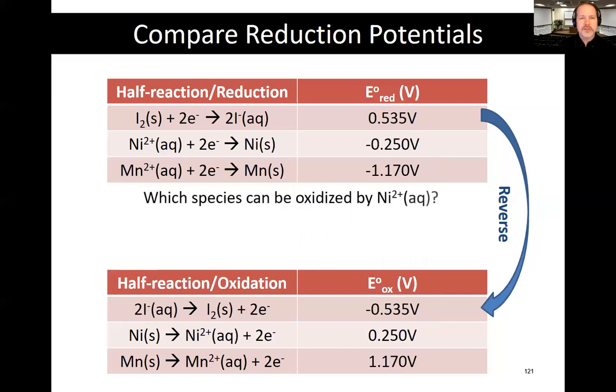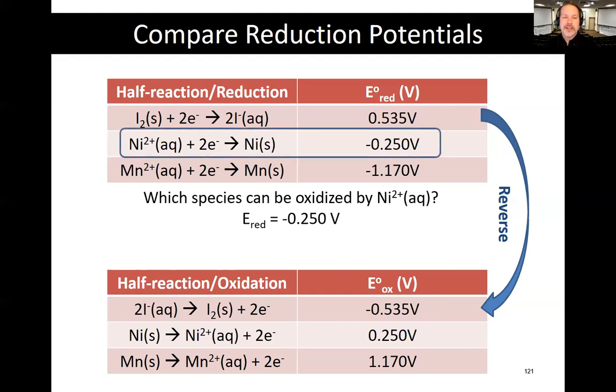All right, I have another question in there. The other question was, which species can be oxidized by nickel 2 plus? Who is oxidized by nickel 2 plus? Well, that means nickel 2 plus is going to be reduced. So, okay, I'm going to leave nickel 2 plus the way that it's written at the top there, and I'm going to get its negative 0.25 volts. I need to partner this with an oxidation voltage that's going to be greater than that and create an overall positive cell voltage, okay?